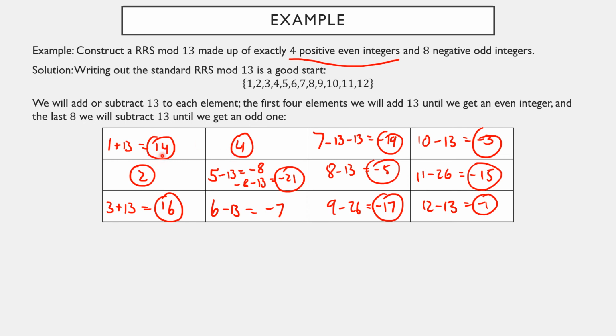14 is equivalent to 1 mod 13, 2, equivalent to 3, 4, equivalent to 5, equivalent to 6, equivalent to 7, equivalent to 8, equivalent to 9, equivalent to 10, equivalent to 11, and equivalent to 12. So it was a little tedious, but we simply changed the elements of the standard reduced residue system one by one to make sure we got 4 positive even numbers and 8 negative odd ones. So there we have it.